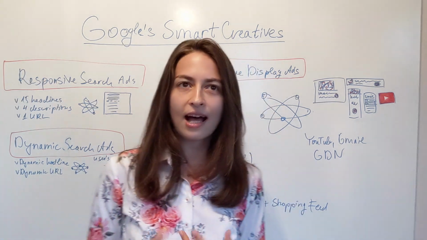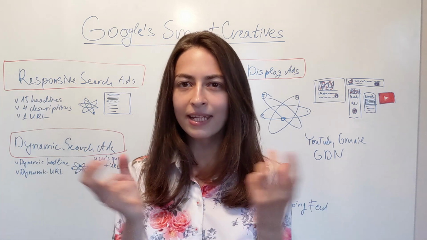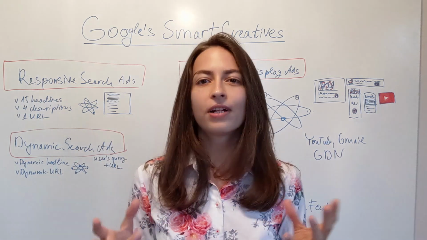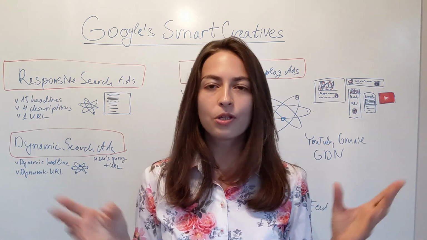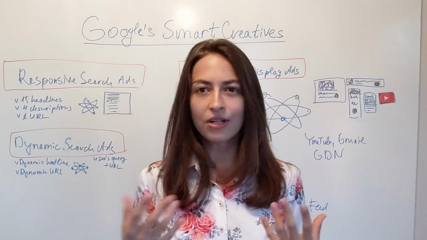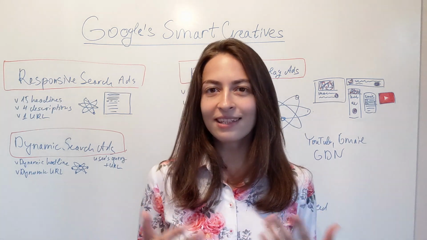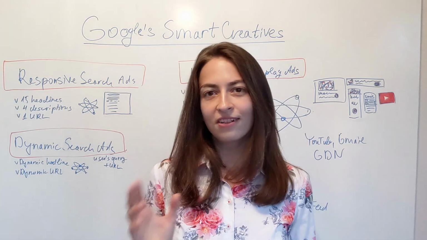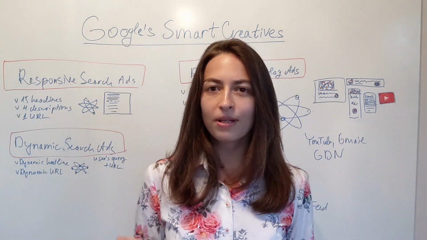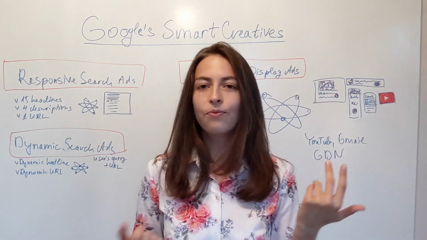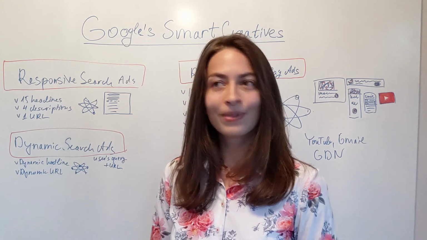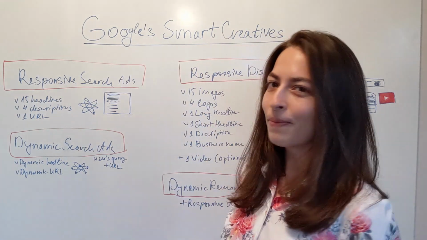The idea is that these are ads which combine assets provided by the advertiser in different combinations, and deliver an advertisement to the user which is as relevant as possible to what they are interested in. It saves time for the advertiser, gives them automatic testing, and it solves a problem for the user because they see exactly what they are looking for and it's easier for them to find something good. So let's see the different formats.